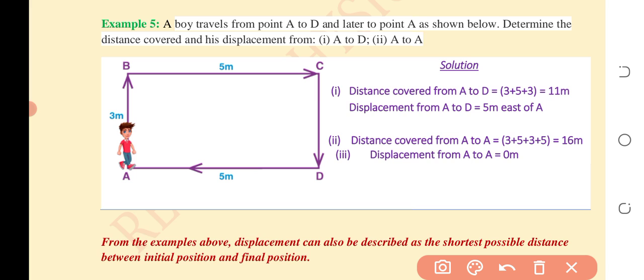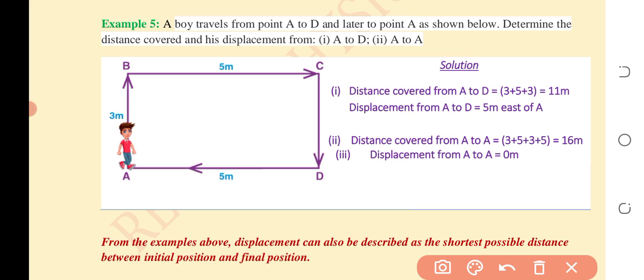Okay, now for the displacement from A to D, displacement is just changing position. This is the initial position, and this is the final position, and that is just 5 meters to the east of the origin, or to the east of A. A is the origin. So that is what we have in our displacement.